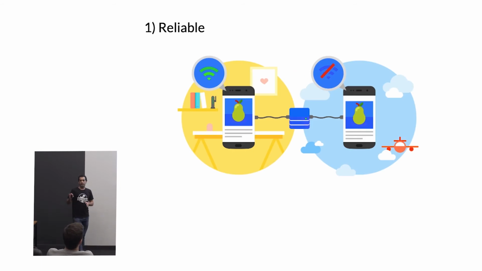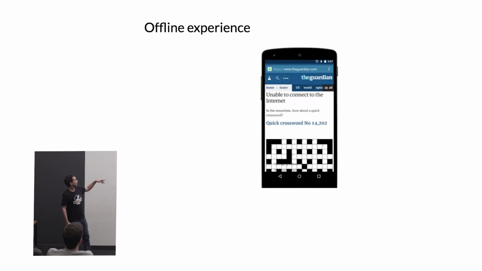Progressive web apps have 3 basic pillars. The first one is that they are, or they should be, reliable. This screenshot is from The Guardian. I took it probably some years ago. I don't know if it's still there, but it's a nice feature that they implemented.